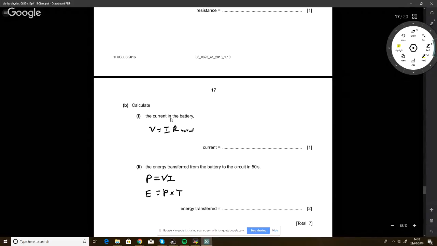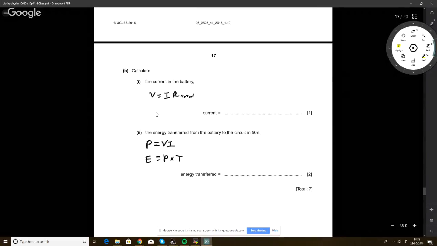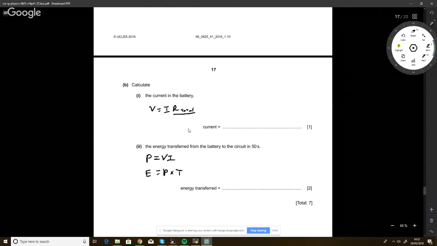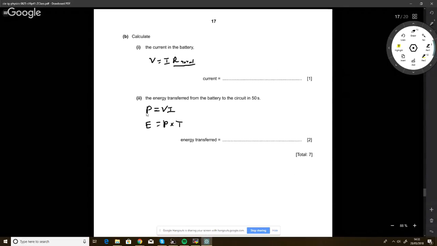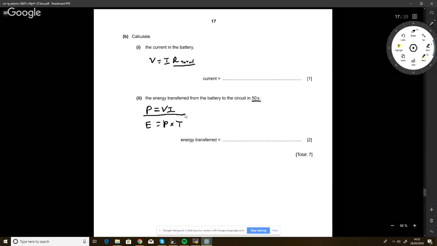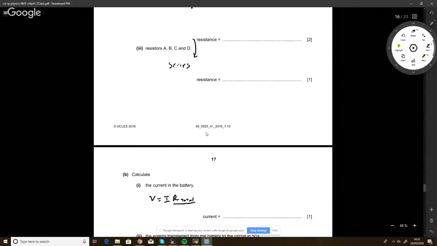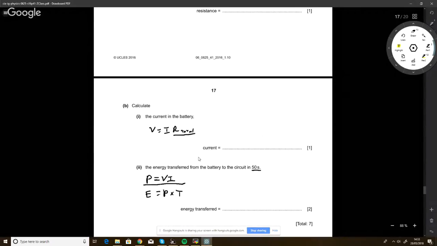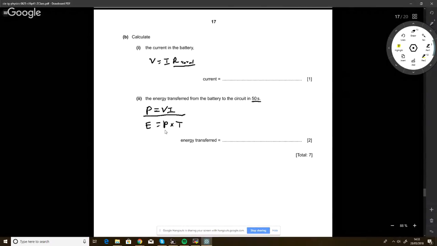All right, calculate the current in the battery. If we're calculating the current in the battery, we basically just want to use V equals IR, and we just need to use the total resistance now, and we can work out the answer. The energy transfer from the battery to the circuit in 50 seconds. So basically, we start off with calculating the power. We know the voltage, we know the current from the previous calculations. Basically, we multiply those to get the power, and we multiply the power by the time to get the total energy transferred.